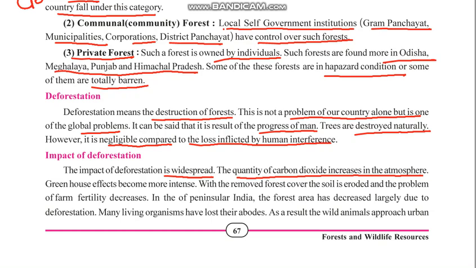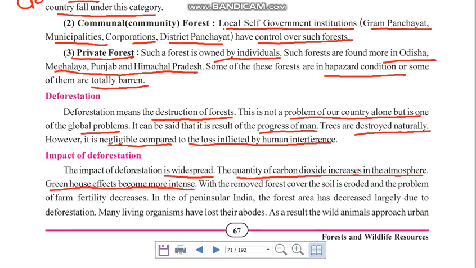Second, the greenhouse effect becomes more intense. You know the greenhouse effect, that is the increasing of the heat on the globe, and due to deforestation the greenhouse effect is more intense. The heat is growing more and more. You might have felt that in the last few years the heat every summer is getting hotter and hotter.